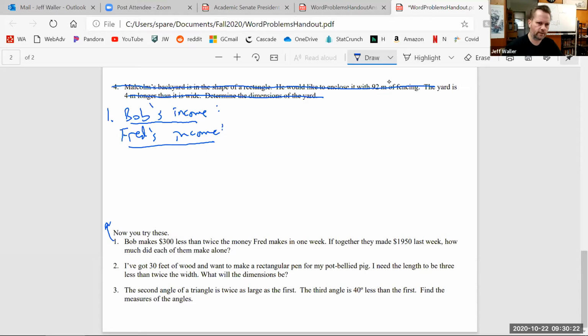Which one of these, Bob or Fred, is going to be just a letter? Which one does the other one depend on? I don't know if you guys can see that. Fred. Yes, can everybody see that? Bob makes 300 less than twice Fred. So I've got to know Fred first. There's a lot of F's in that. I've got to know Fred first.